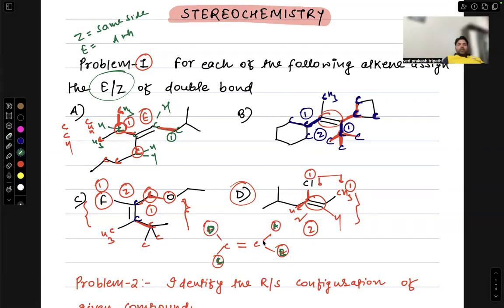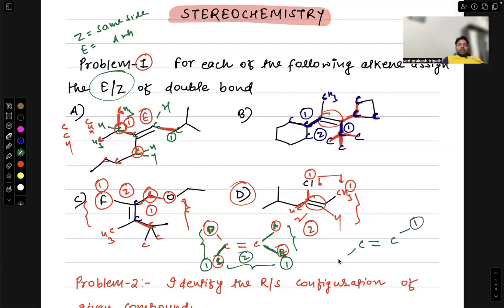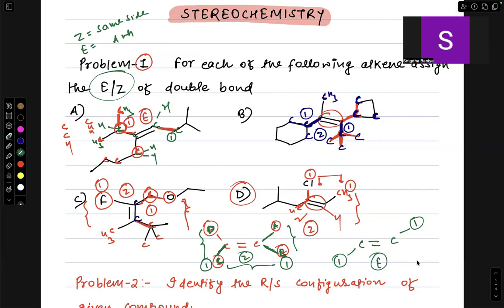Now you have to compare the priority of this side, which one has high priority. Suppose B has high priority. Now compare C and D, which one has high priority. Suppose C has high priority. Now you can see these two have high priority and these are on the same side, downside. So it would be Z. And if the high priority groups, like this one and this one, are on the anti side, it would be E. Make sense? Got it. Yes, makes sense.